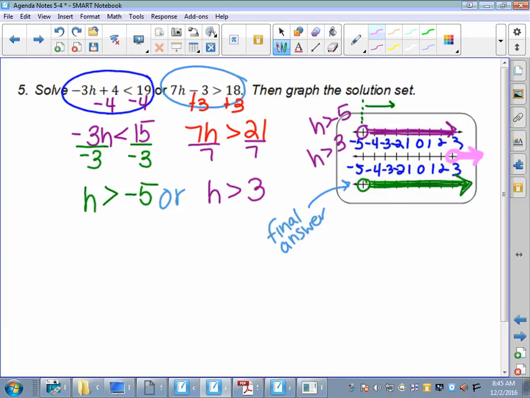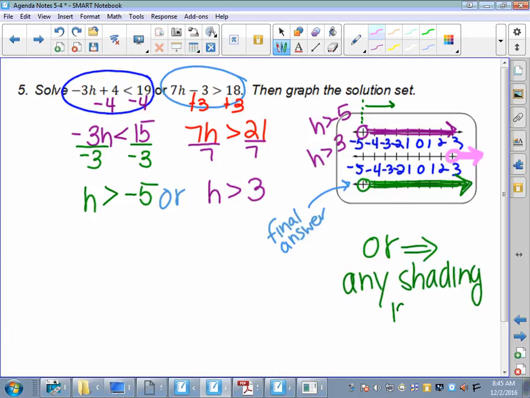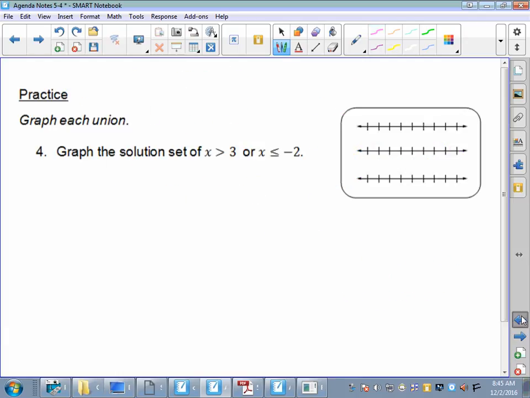Let's go back to number 4 just so that you can see this one was a weird one because they were both going in the same direction. And that's when you have to ask yourself, or means any shading is true. So this one, it happened to overlap, but it doesn't usually. So back up to this one real quick, because this is a short one. It says graph the solution set of x is greater than 3 or x is less than or equal to -2. So here's x is greater than 3. Here's going to be x is less than or equal to -2. And here's going to be my final answer.